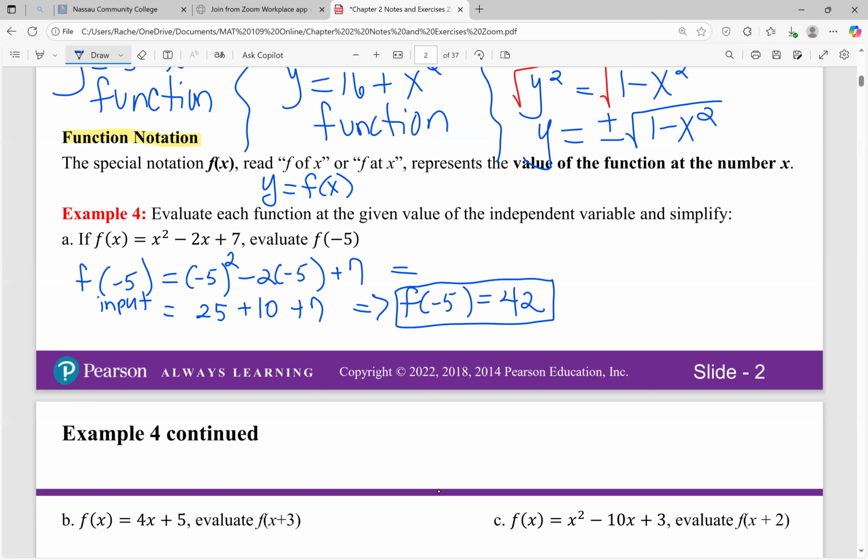So when I input negative 5 into my function, the output is 42. You could think of this as an ordered pair too. So if I were to graph this function, x squared minus 2x plus 7, the point (-5, 42) would be on that graph. Think of it that way.